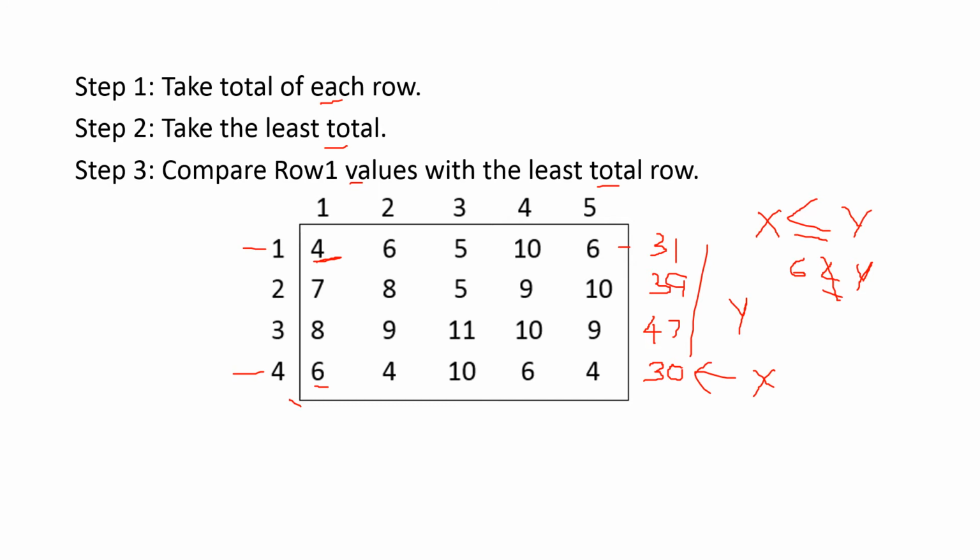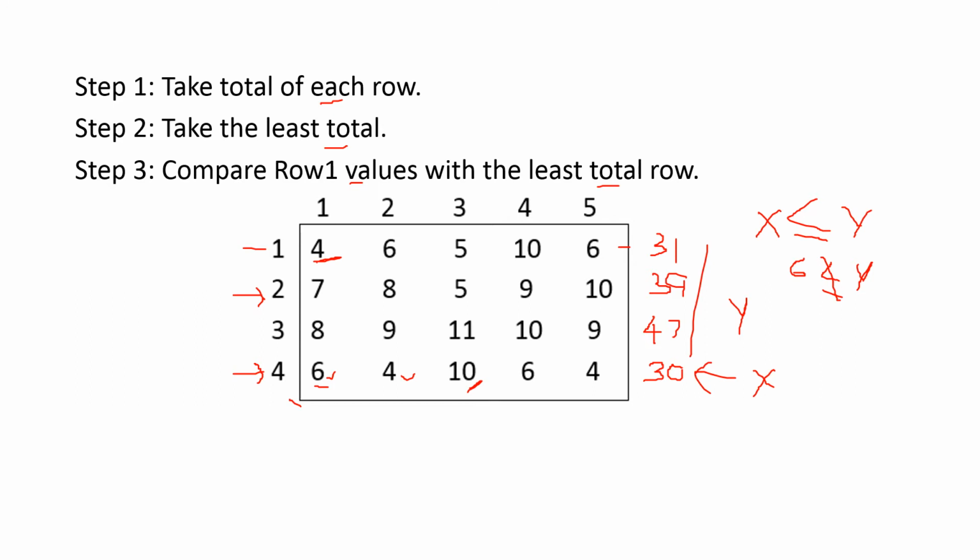Now you have to compare 4 and 2. Again 6 is less than 7, that is okay. 4 is less than 8, that is okay. But here 10 is greater than 5. So you cannot continue and hence no dominance.